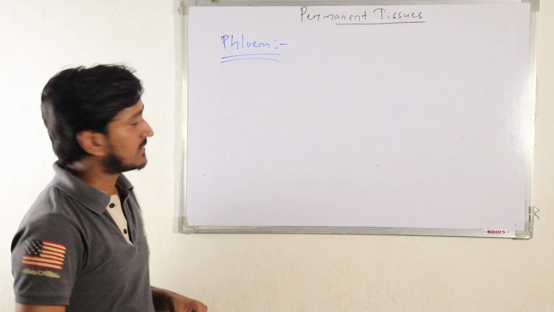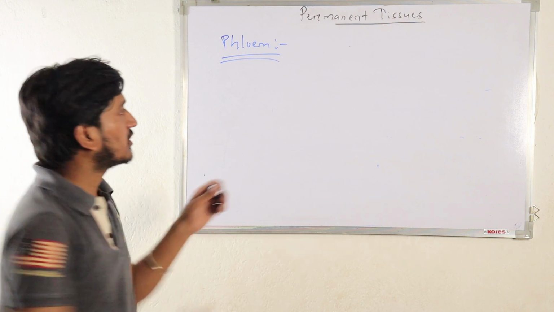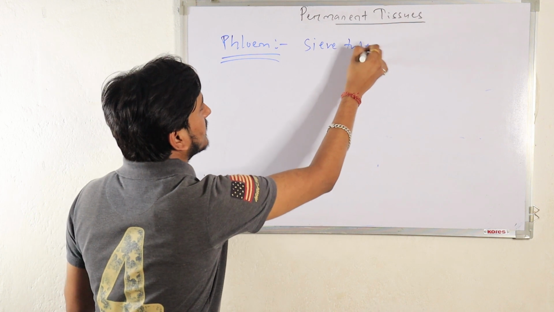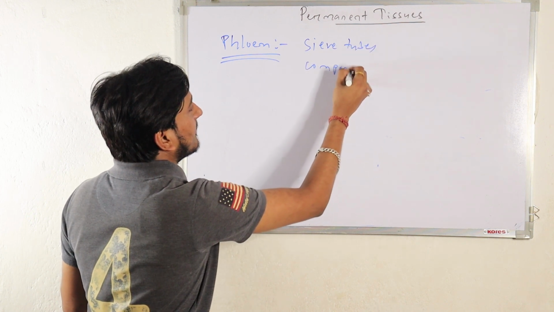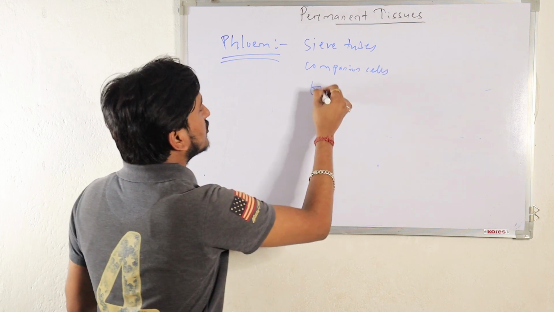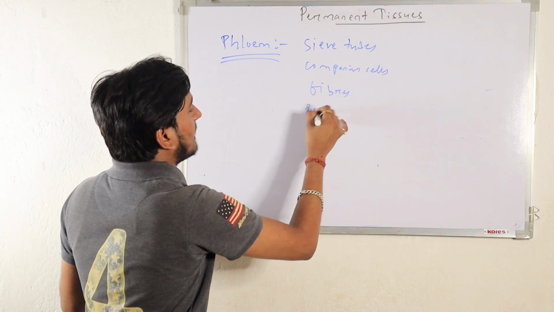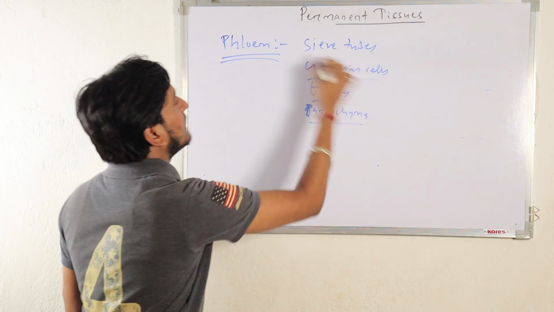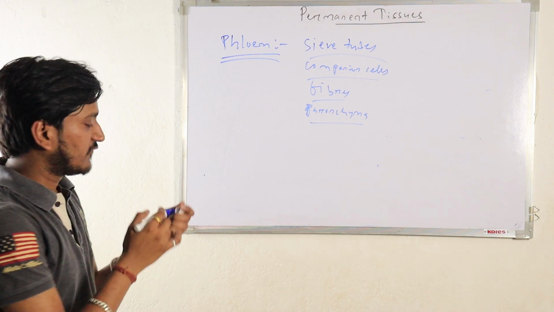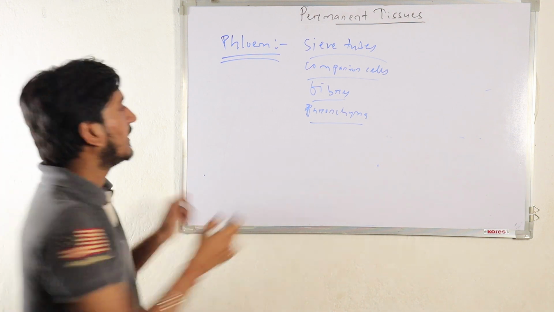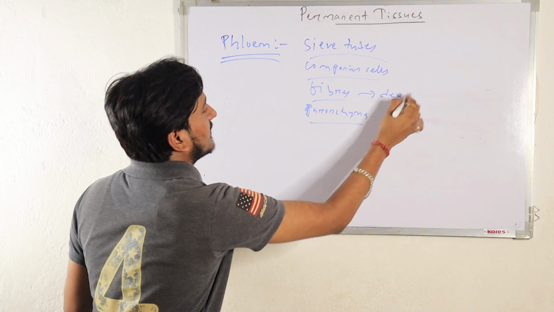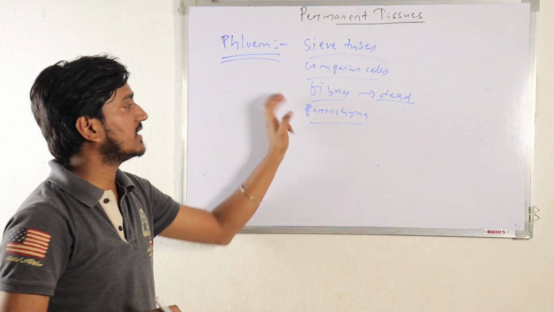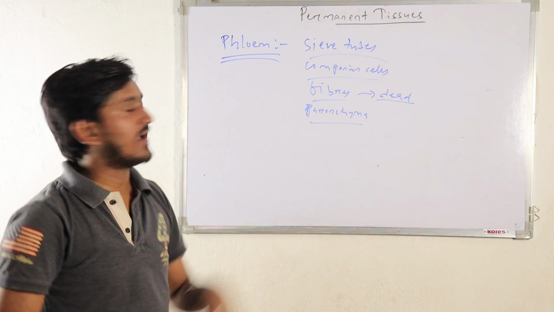Okay, it is also a conductive tissue, and it also consists of 4 elements. Here there are the sieve tubes, companion cells, and the rest two are the same, the fibers and the parenchyma. These are the 4 components of the phloem. Here in phloem, most of the components are living except the fibers. These are the dead components of the phloem. Sieve tubes, companion cells and parenchyma are living, and the fibers are dead.